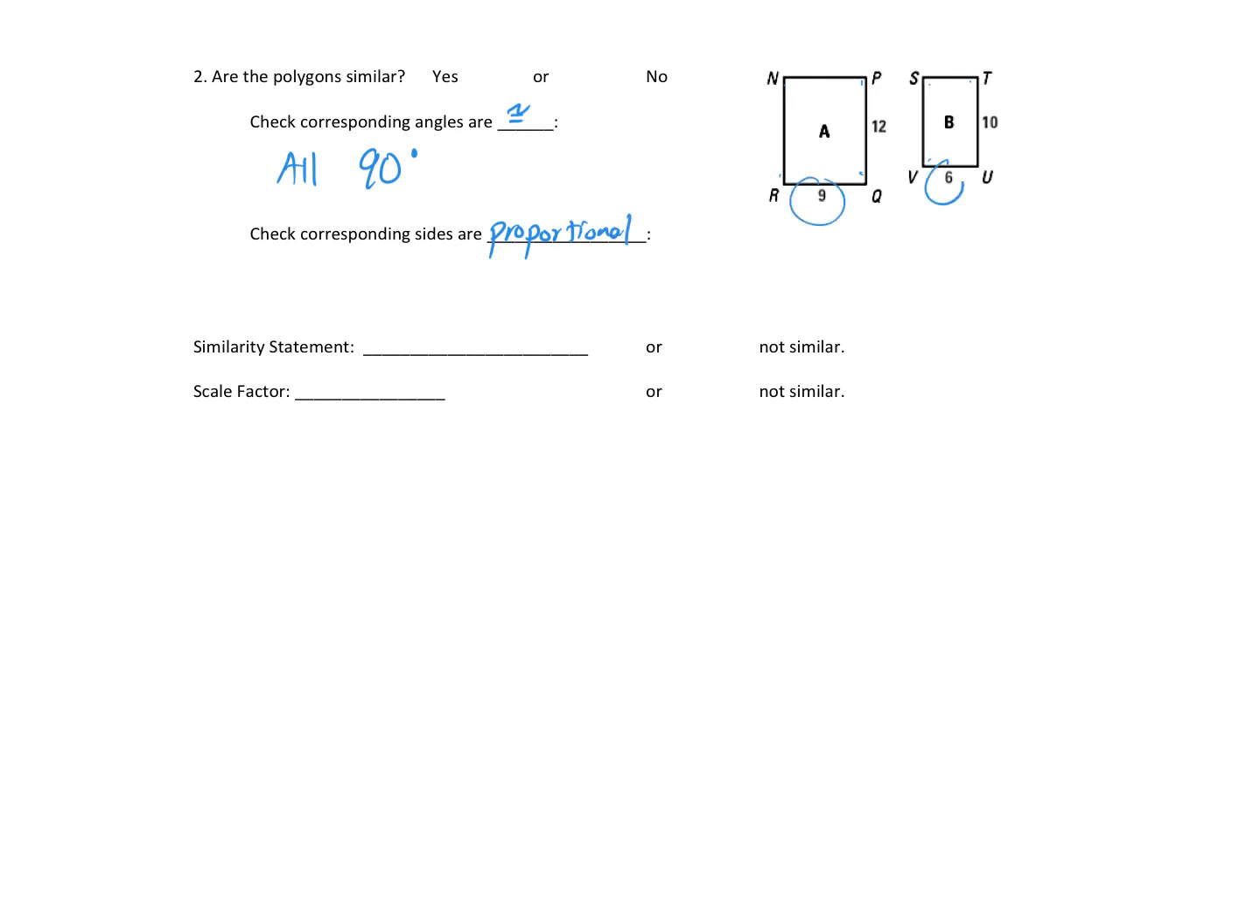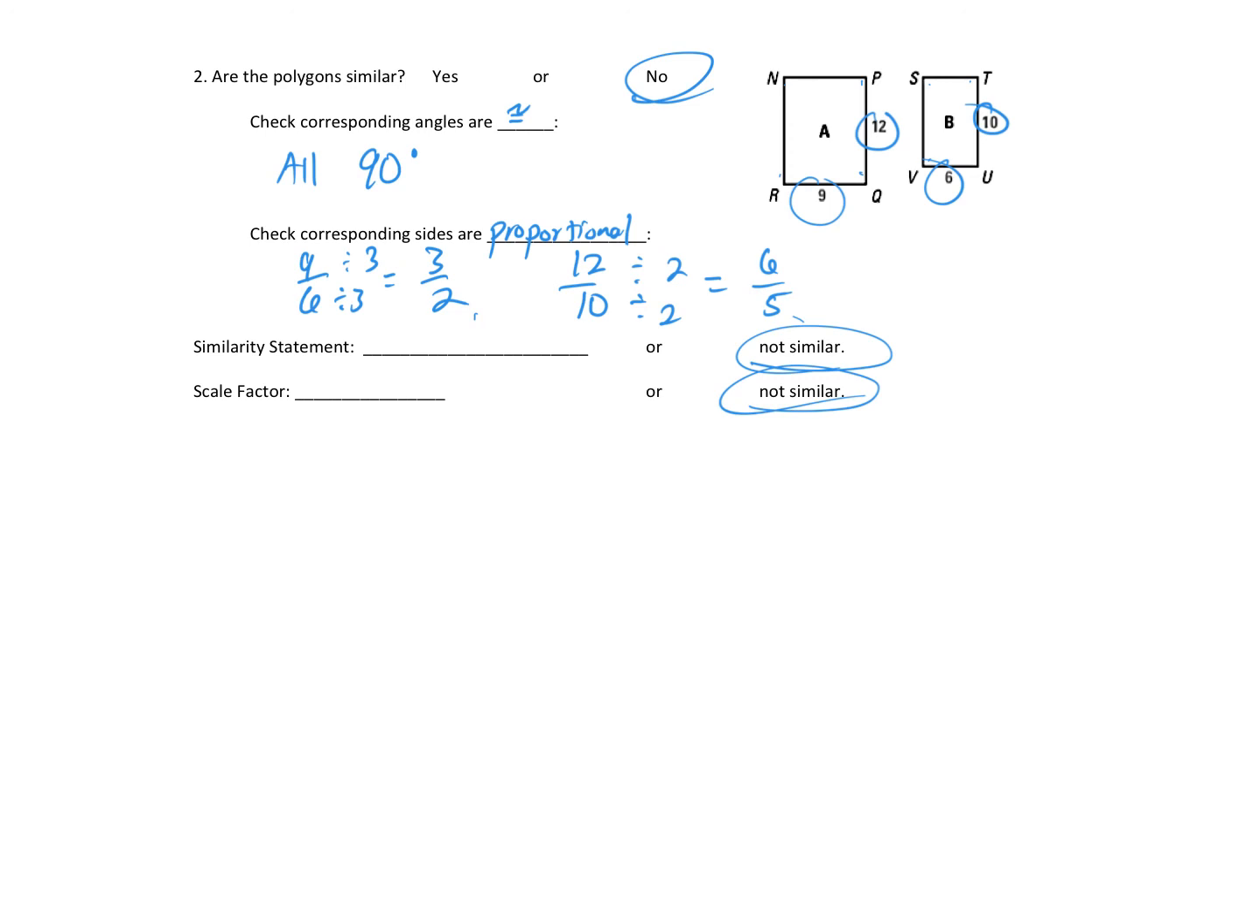Let's do 9 and 6. So 9 over 6 divide by 3 gives me 3 halves. And 12 and 10, divide by 2, gives me 6/5. 6/5 and 3 halves are not the same. They are not proportional, so they are not similar at all in this case. So we cannot do a similarity statement because the sides have to all be proportional.